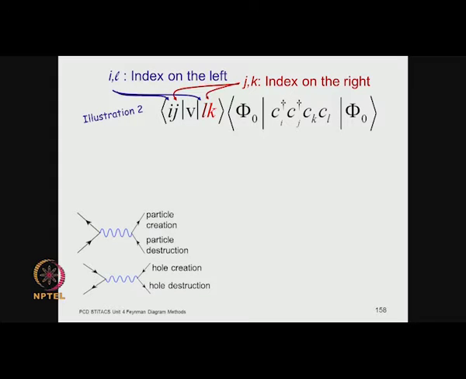So, in the second example, what I am going to do is deal with two electron states I and j, but I and j are below the Fermi level now. In the previous case, I and j were above the Fermi level. In this case, we have I and j below the Fermi level and L and k are above the Fermi level. How will you represent this diagram?